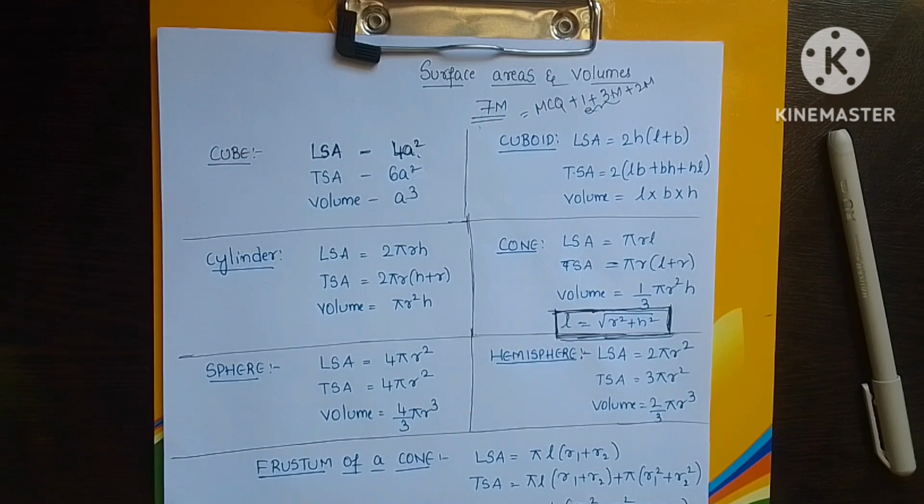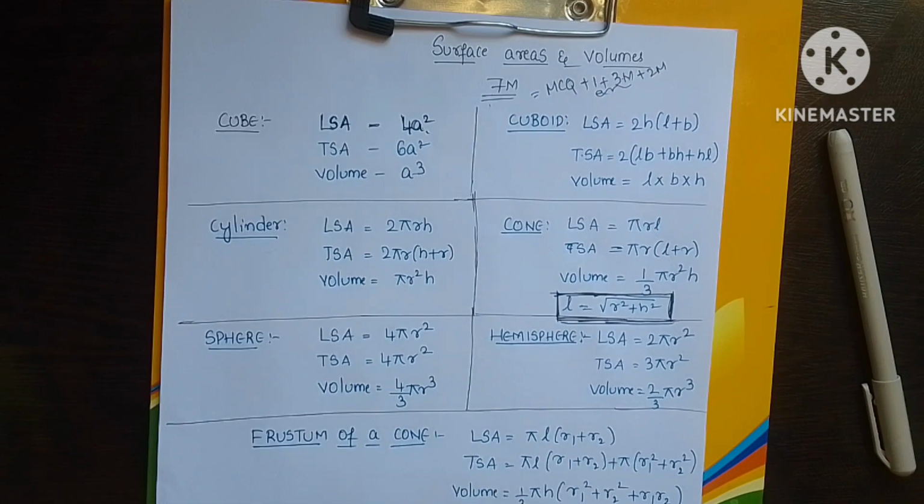So today in this video we are going to see about the surface areas and the volume, the weightage of which is 7 marks. Okay, let's go into the video. See the formula related to this. So first they are telling cube, lateral surface area, total surface area and volume.